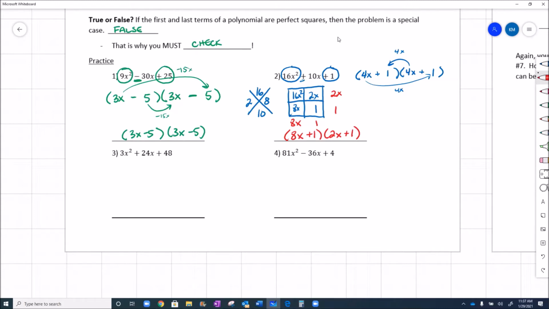Number three, right away we're like, okay, not a special case. We have to do the X-box method, but wait. When A is not 1, you should check for a GCF. Here, we do have a GCF between all these. 3 is a factor that fits into each and every one of them. So when we factor out 3, we're left with x squared plus 8x plus 16.